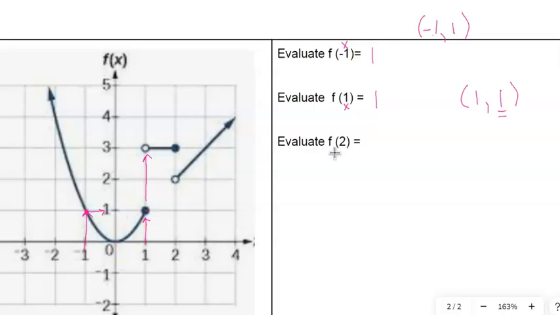And the last example, when x is 2, we go to our graph, and same thing, we have two parts. The open circle we don't look at. We want this one, which has a y value of 3. So that's our answer.